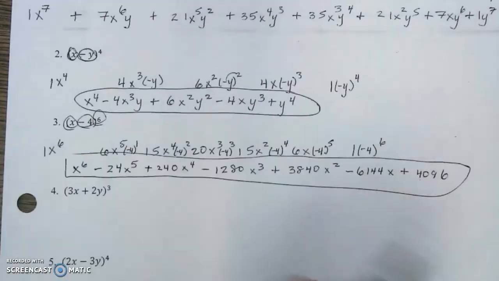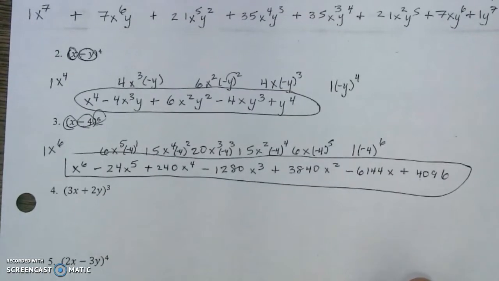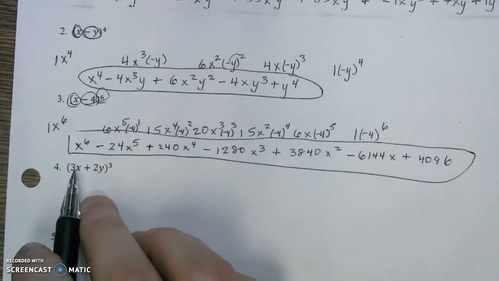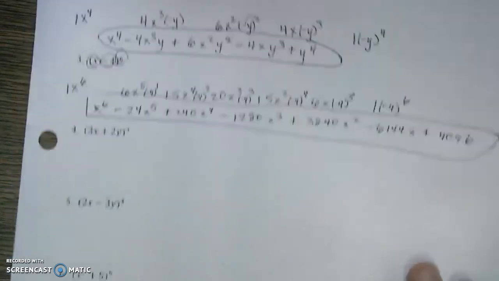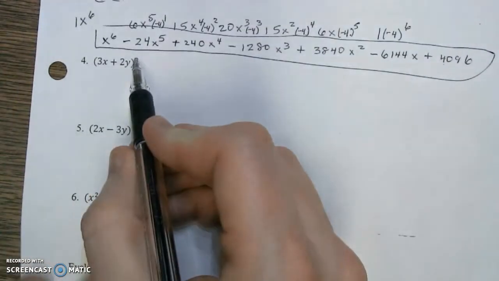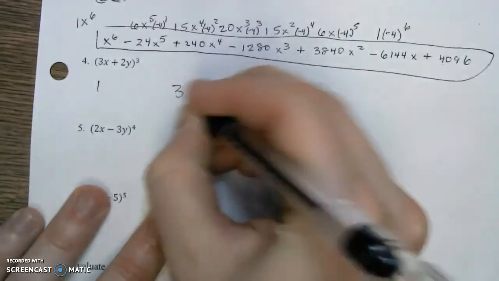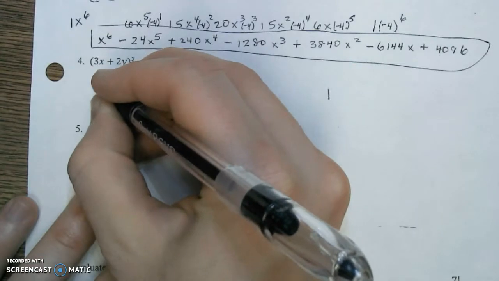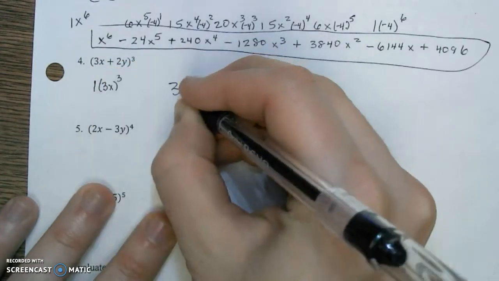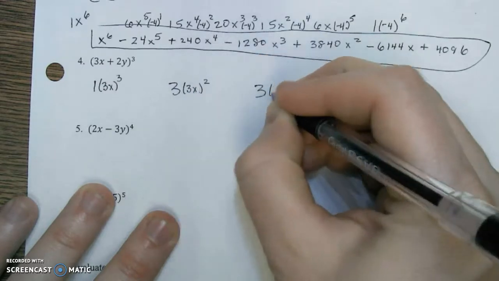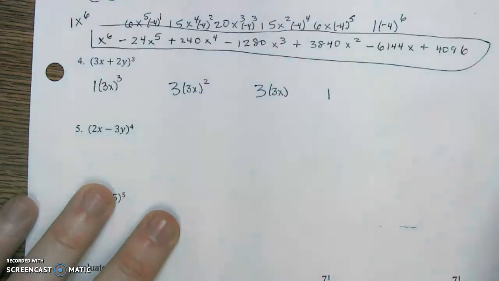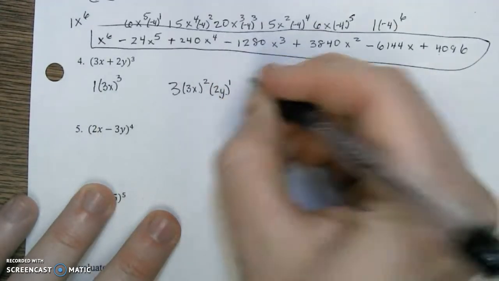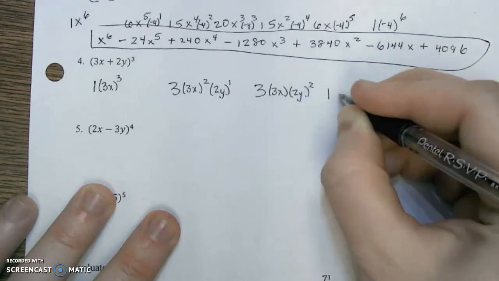So that one's just a little bit different because it had numbers in it this time instead of just a y. On number 4, you've got a mixture of numbers and variables. So we have row 3 because of the 3. So we've got 1, 3, 3, 1. When you look at Pascal's triangle, we've got 3x to the third. Then we're going to have 3x squared, 3x to the first, and then no 3x. Then we're going to have no 2y, 2y to the first, 2y squared, and 2y cubed.